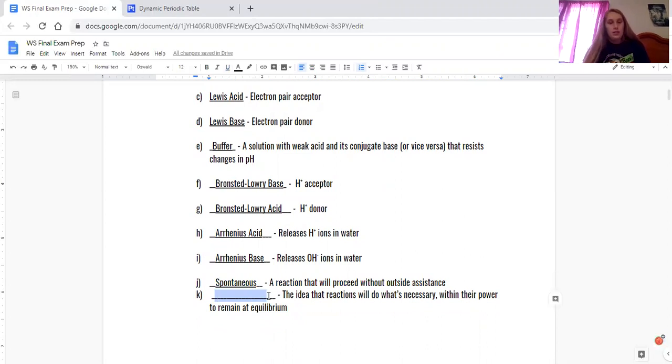What is the idea that reactions will do what's necessary within their power to remain at equilibrium? And that's going to be Le Chatelier's, and I probably butchered that name, apologize, Principle.